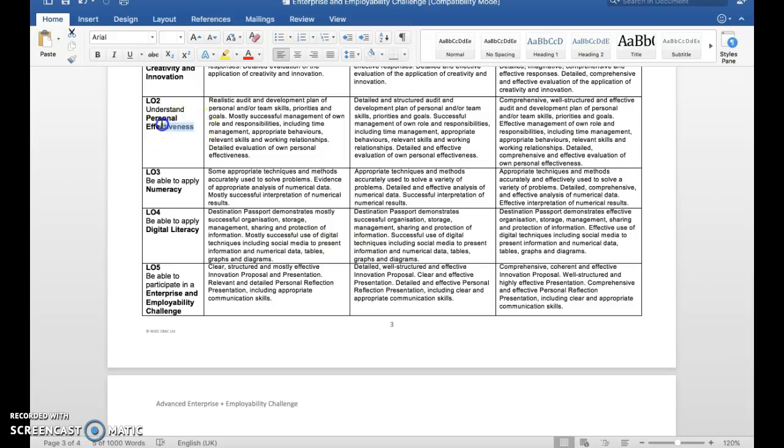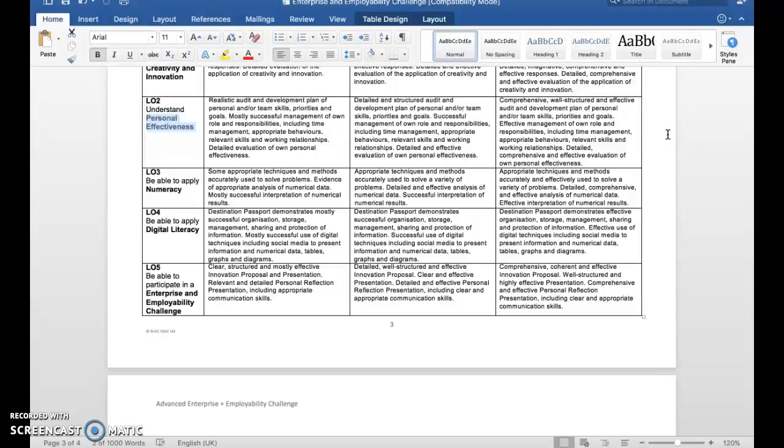This was in the community challenge as well. And again, it's all about skills auditing, planning your development, and managing your own role, managing your responsibilities, your time management, the way you behave, your working relationships in your group, those kinds of things. So there's a lot of observation goes into this from your teacher, because you'll be doing a lot of this work in class. So you've got to show that you are working well with others in the team.